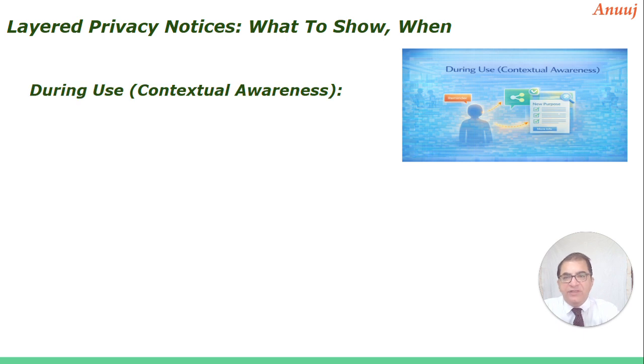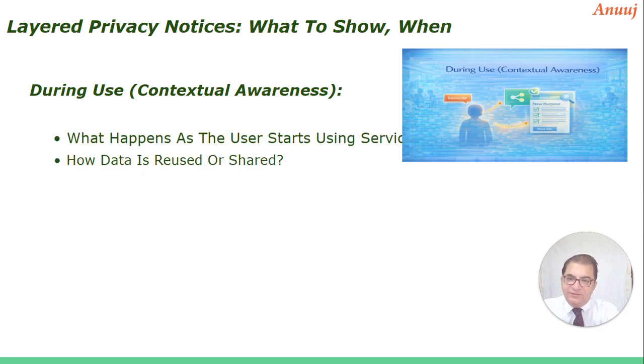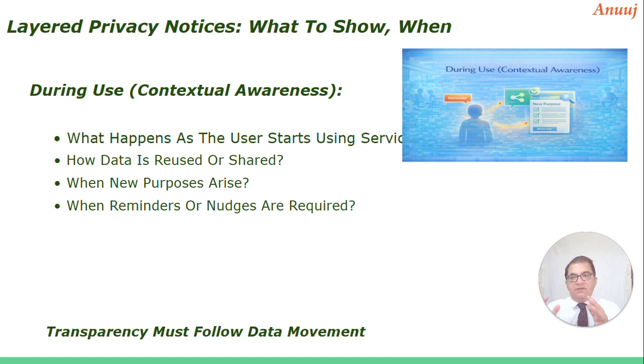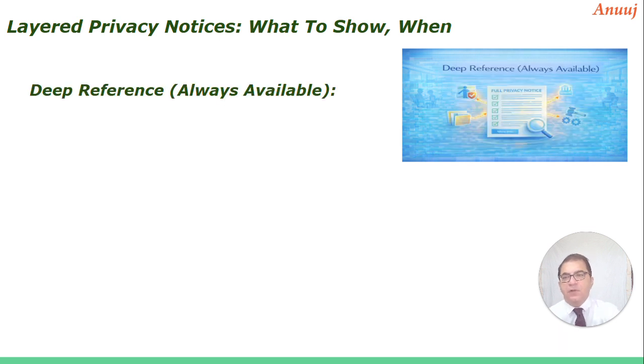Move on to during the usage. Contextual awareness. What happens as the user starts using the service? How data is reused or shared? When new purposes arise? That's important. When reminders or nudges are required. This is the actual contextual thing that you have to offer. Transparency must follow movement of data.